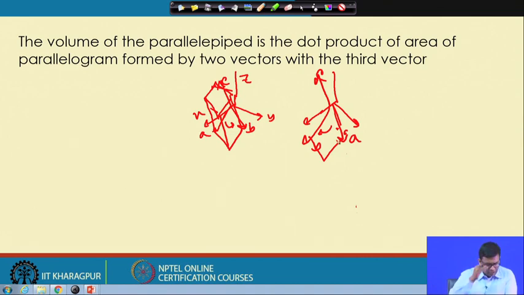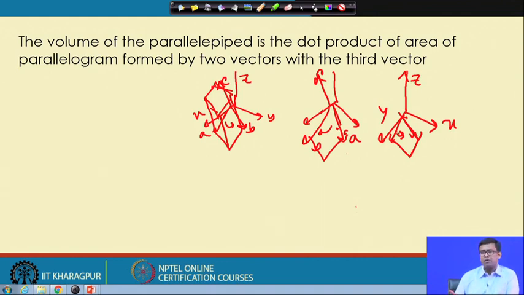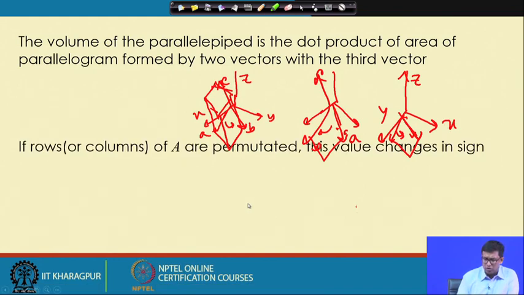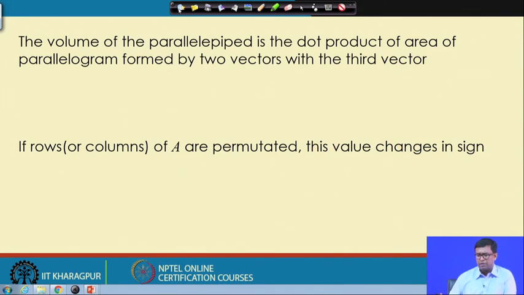And if we do a row permutation, the x and y axes will be changed. This is the z axis, this is the initial y axis, so this will be the x axis. If I do a row permutation, this becomes the y axis. Therefore, again the area calculated in the same direction will have the opposite meaning. So the value of the area will be opposite, and therefore the volume will be the opposite one. So, we can say that if rows of A or columns of A are permuted, the value will be the same, but it will change sign.